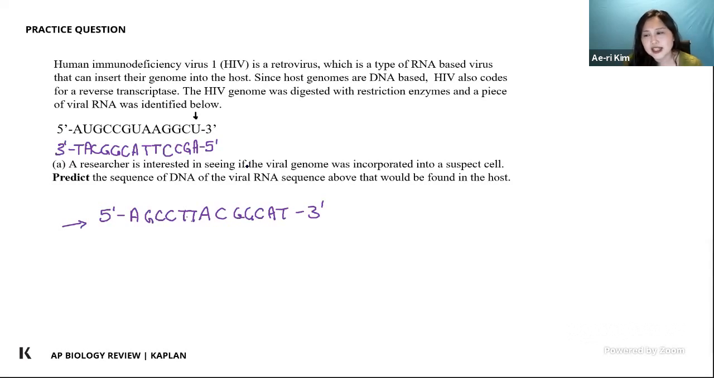How would it be different? How would the answer be different if it was a normal RNA sequence? If the question, Ria, asked you what would be the DNA that it came from, that would also be the same answer. That would be totally fair.